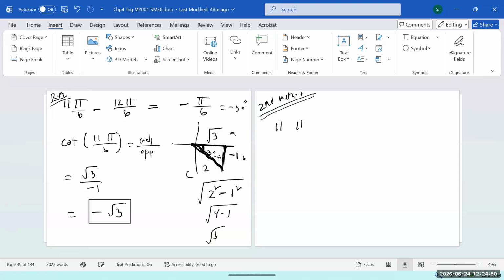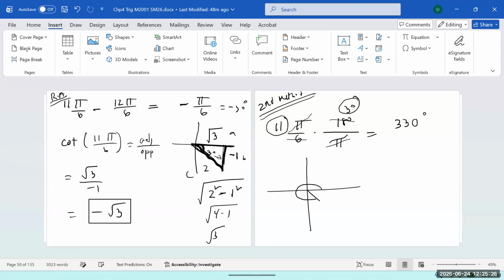We have 11 pi over 6. We have no idea its position. So we are going to convert this into a degree. So since you want to cancel the radian, we have to put radian here. And then 180 on the top. That's the conversion factor, 180 over pi. Then 6 goes into 180 30 times. You multiply 30 and 11, we get 330 degrees.